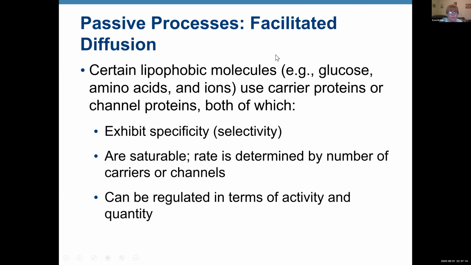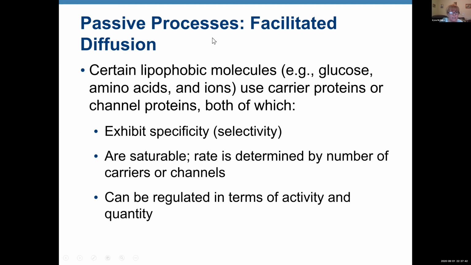Facilitated diffusion is for glucose, amino acids, and ions, and it can use carrier proteins or channel proteins. So it's still diffusion. That means we don't use ATP energy. We are moving substances from high concentration to low concentration. But in this situation, we need membrane proteins, either carrier or channel.